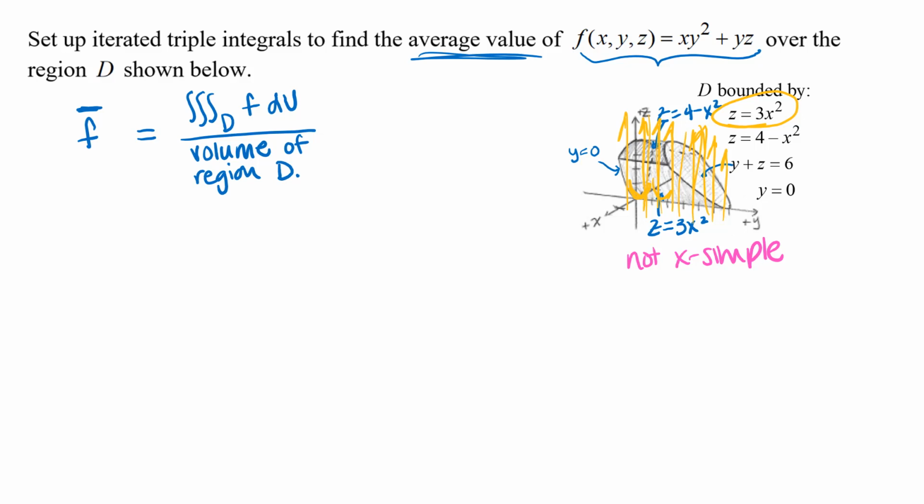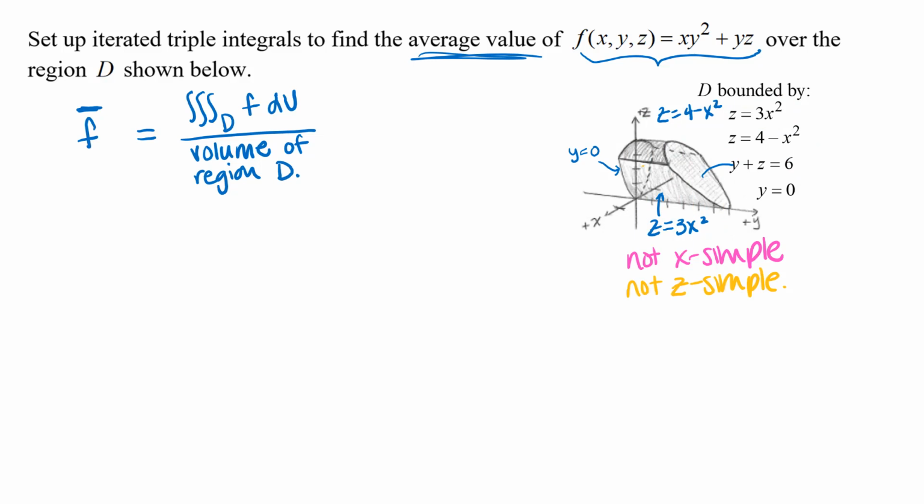So when you are at kind of the left edge of this region, you're leaving through the parabolic cylinder z equals 4 minus x squared. But when you're farther to the right, along the y-axis, you're going to be leaving through the plane y plus z equals 6. So the region is not x simple and it is not z simple.